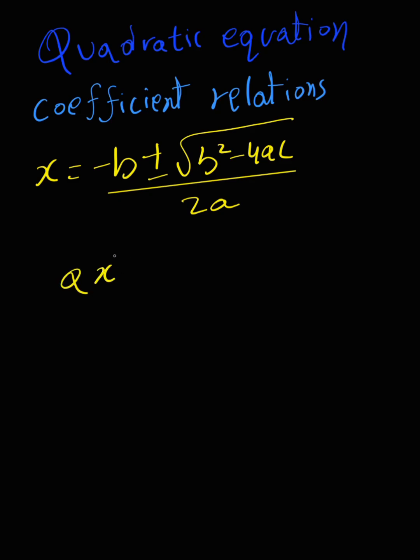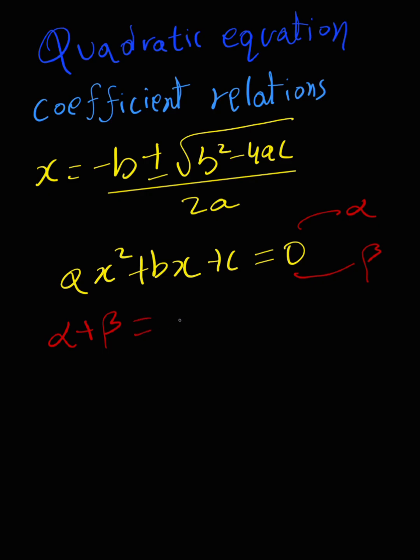Let me write one equation here: ax square plus bx plus c is equal to 0. There are two roots for this, one is alpha, one is beta. There are two values for x, alpha and beta. Now there are two main relations. First is alpha plus beta, which is minus b upon a, and then there is the product, alpha beta, which is equal to c upon a, where a, b, c are all coefficients of this quadratic equation.